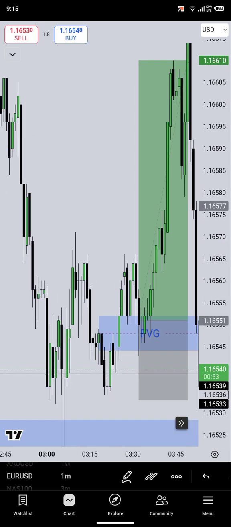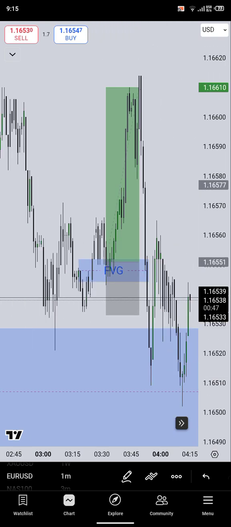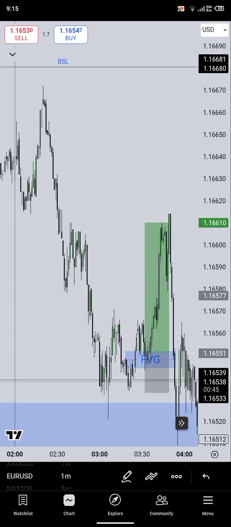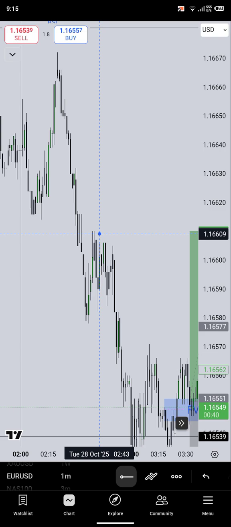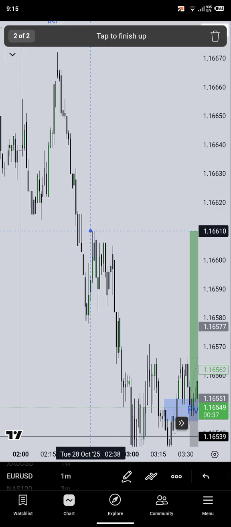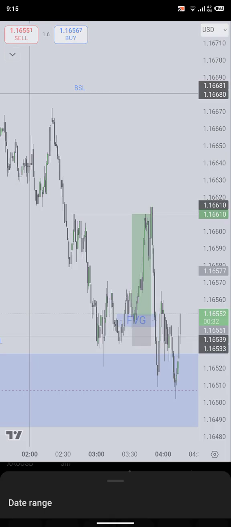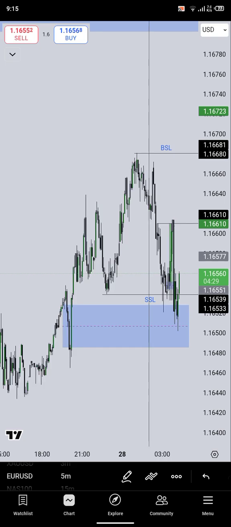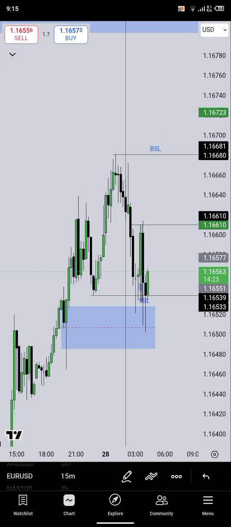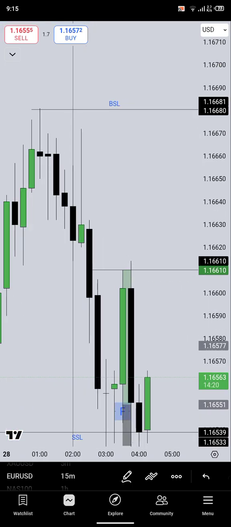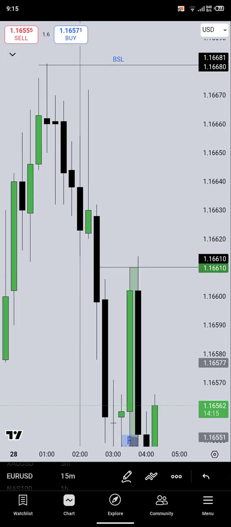Price pushed to the upside and created a fair value gap here. Then we see price just spool from that point. So you could be targeting this high up here. And the reason is because if you come to the 15 minutes time frame, you see that we have a fair value gap just above there.